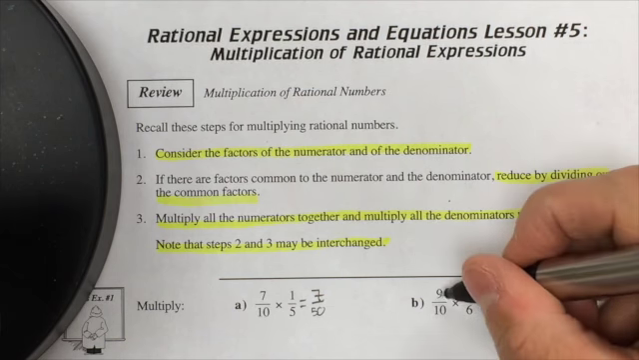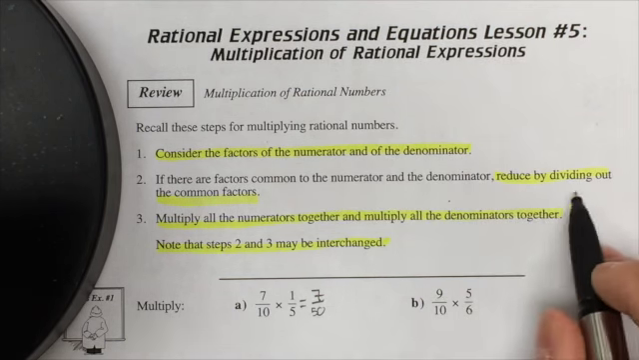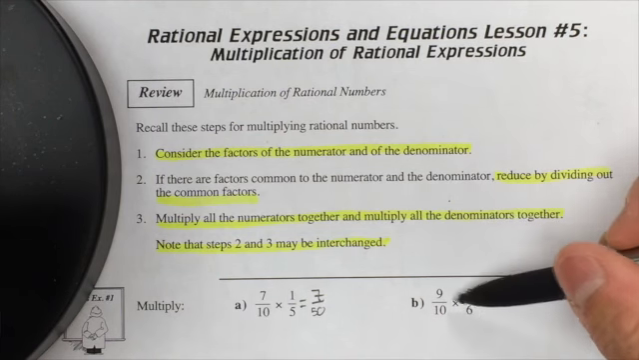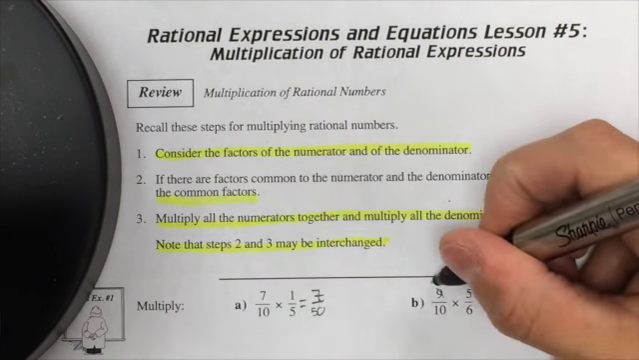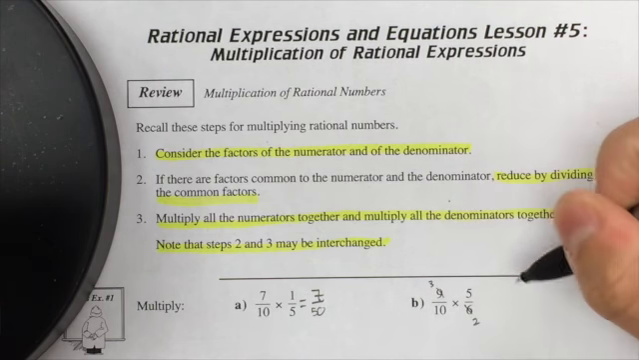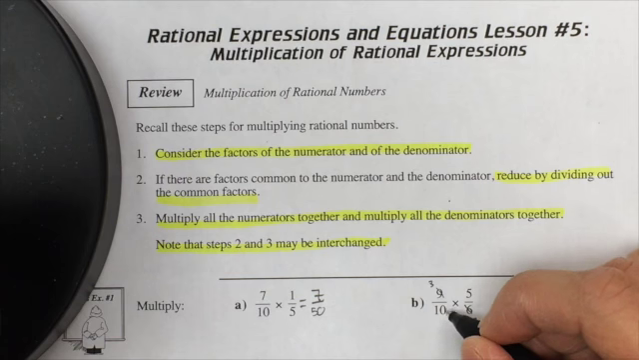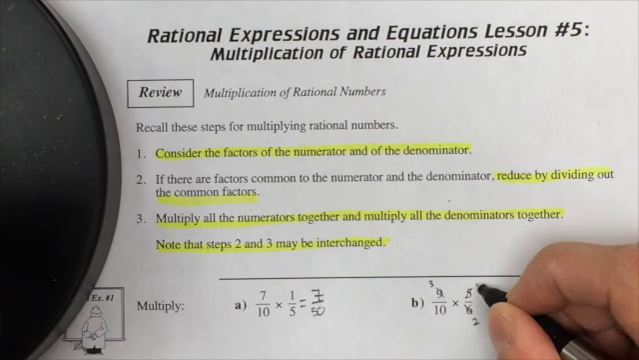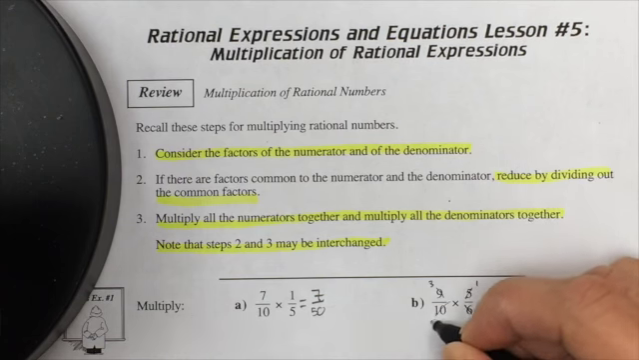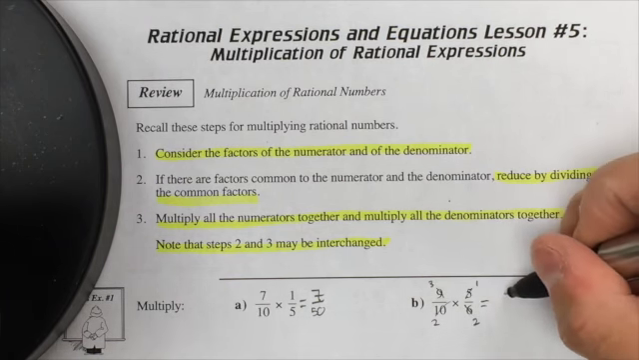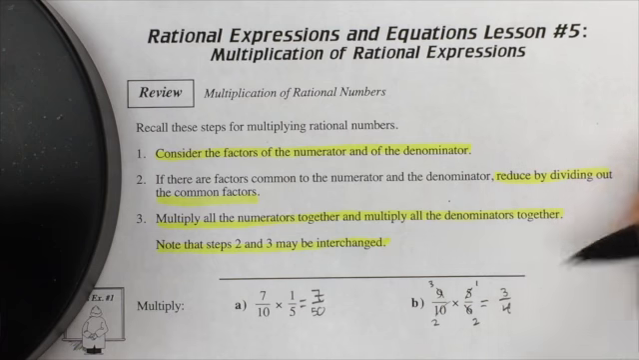On this next question, just like we're told here, reduce by dividing out the common factors. We have a common factor of 3 between 9 and 6, and so we could say that that's 3 and that's 2. But we also have a common factor of 5 between 5 and 10, which goes into 5 once and goes into 10 twice. So we've reduced this. Now we can multiply to give us 3/4.